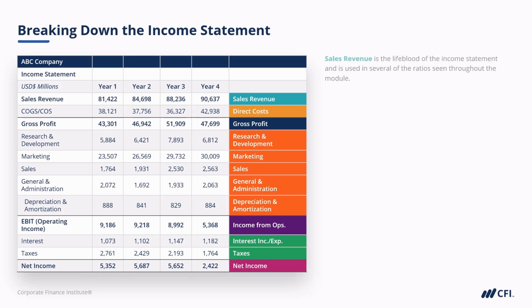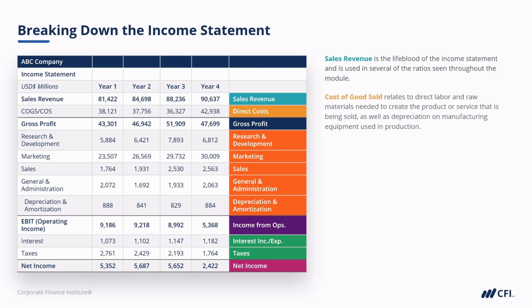Starting at the top, we see sales or revenue. Revenue is the lifeblood of the company and a major component of ratio analysis. In order to generate revenue, the company is going to incur direct costs, known as cost of goods sold for companies selling products or cost of sales for service-related companies. These costs include anything that is directly related to the sale of the product or service.